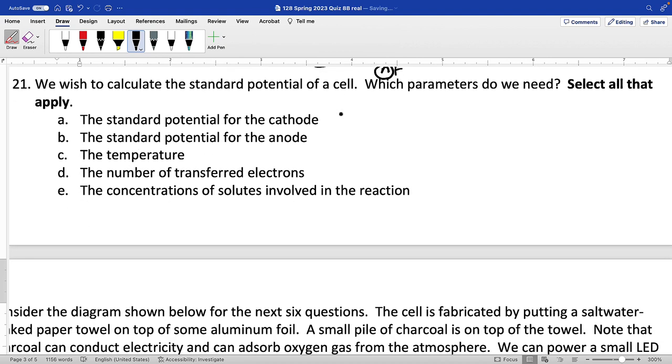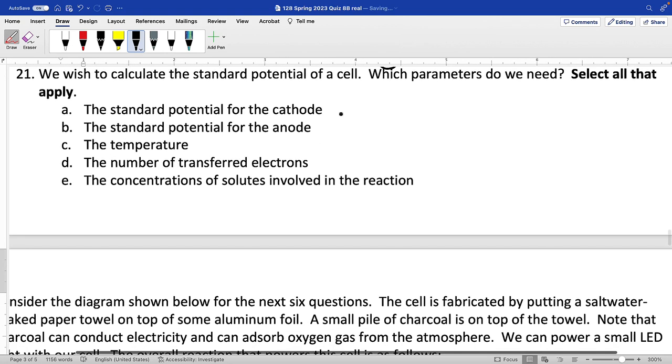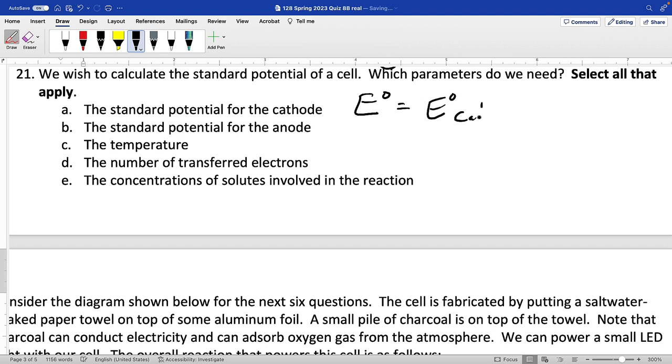We want to calculate the standard cell potential of a cell. What parameters do we need? So E standard is equal to E cathode minus E anode. If we have those two things, we are ready to go. That's all we need.